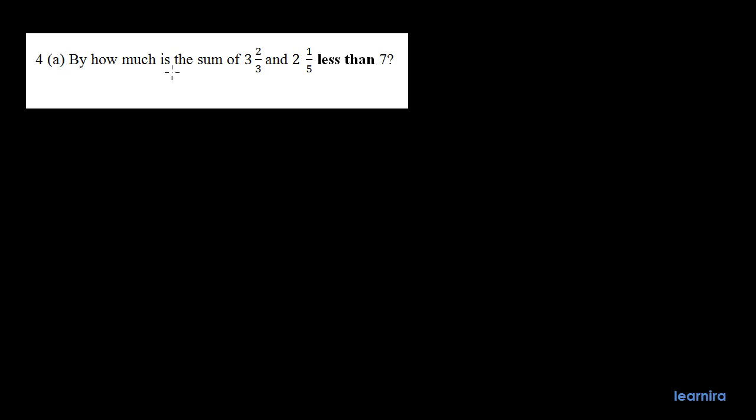This says, by how much is the sum of this fraction and this fraction less than 7? It means when we add these two fractions together, by how much is the sum of these two fractions smaller than 7? How much is it smaller than 7? Let me give an instance, for example.